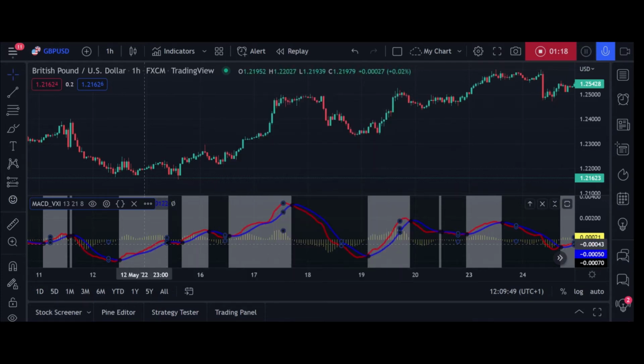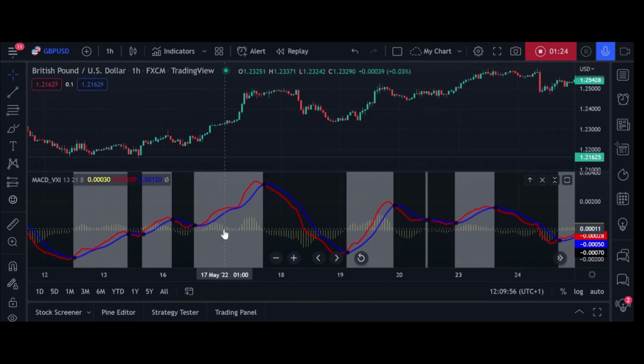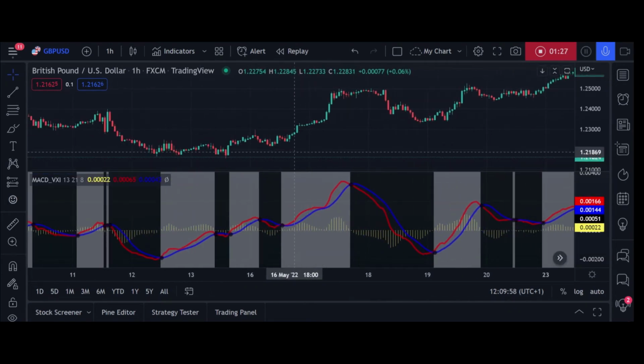For example, if you were to see 13, 21, 8 as the MACD parameters, this is how you would interpret it. The 13 represents a moving average of the previous 13 bars. The 21 represents a moving average of the previous 21 bars. The 8 represents a moving average of the difference between the two moving averages above.